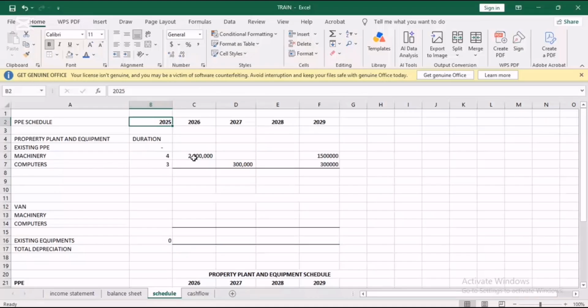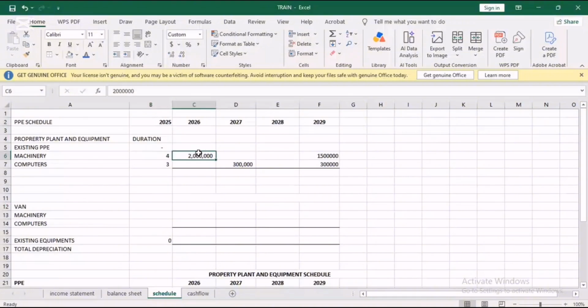They intend to buy machinery for their production. Then in the second year, by 2027, they buy a computer. So no intention of buying anything in 2028. Then in the last year of projection, they are buying machinery and also a computer. So that's that. So what do we do now?